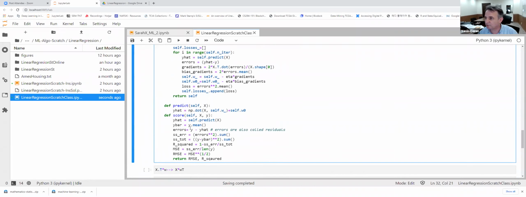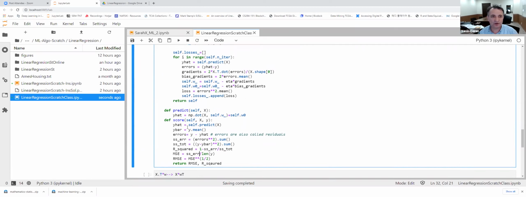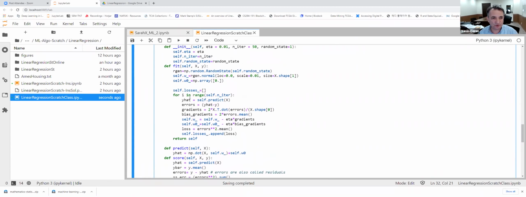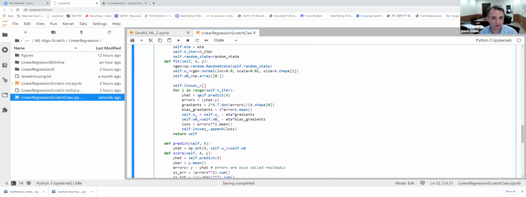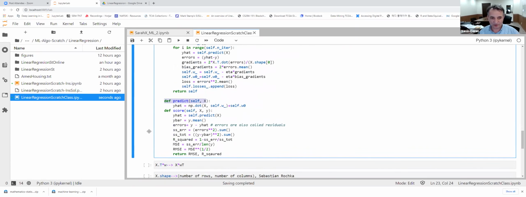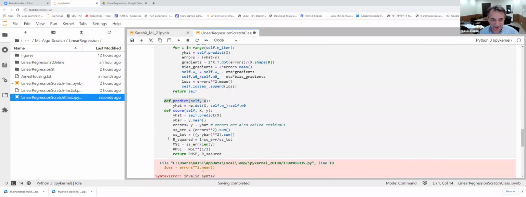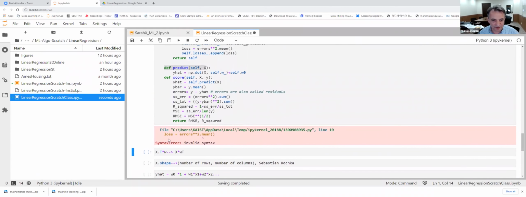Where are you referring to? I didn't get it. Should the np y hat remain or change to y hat? No. So you are referring to this is predict, and this is the function itself. Okay, this is the function itself, the predict function.